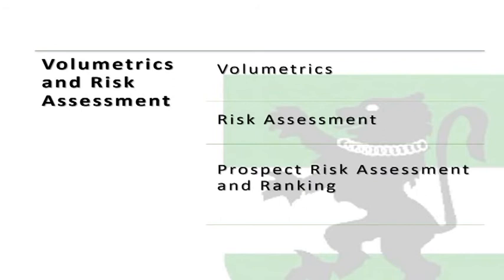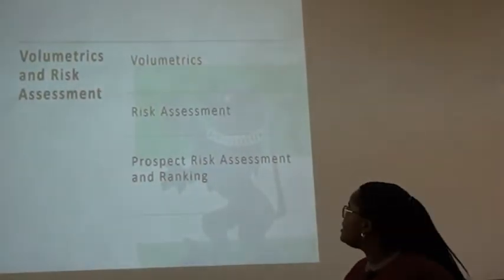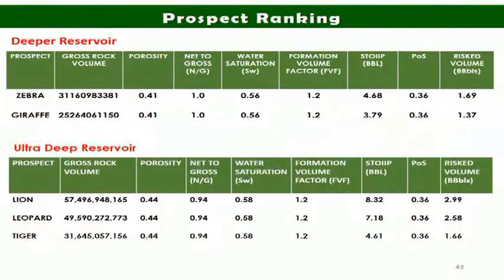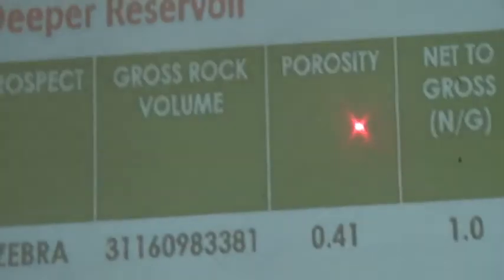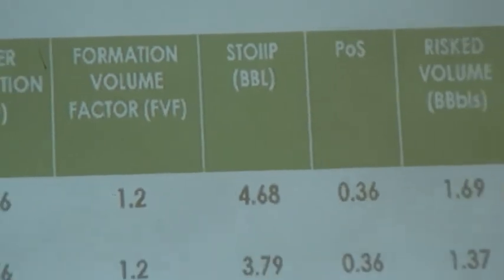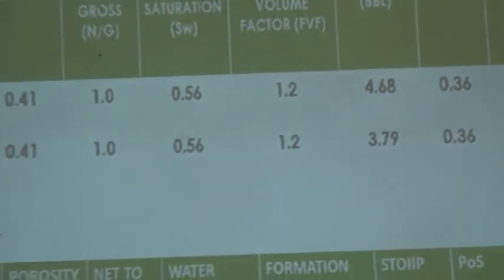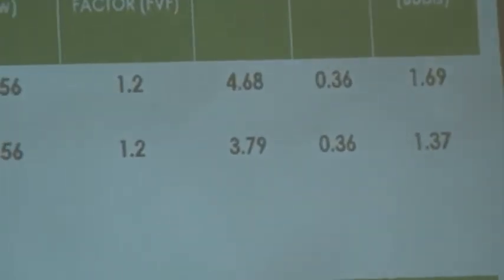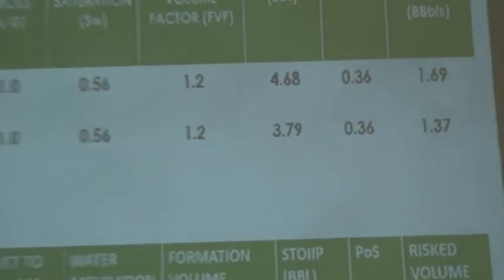In slide 42, we're going to look at the volumetrics of these prospects and also rank these prospects based on our risk assessment. The first step was to calculate the stock tank oil initially in place, which was calculated from these various elements, which are the gross rock volume, porosity, net to gross, water saturation, formation volume factor. On the deeper reservoir, the zebra prospect gave us a STOIIP of 4.68 billion barrels, while the giraffe prospect gave us a STOIIP of 3.79 billion barrels.